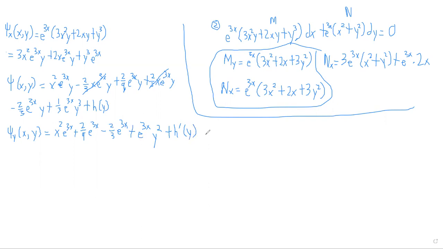And this equals, let's just simplify it now before things get any more complicated. x squared e to the 3x minus 4/9 e to the 3x plus y squared e to the 3x plus h prime of y.